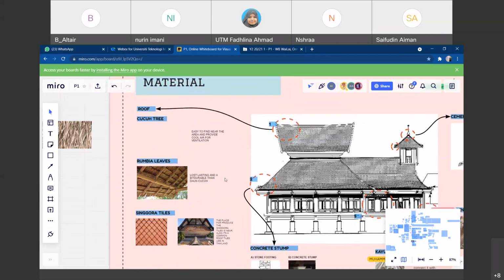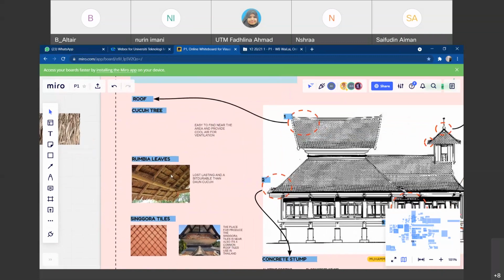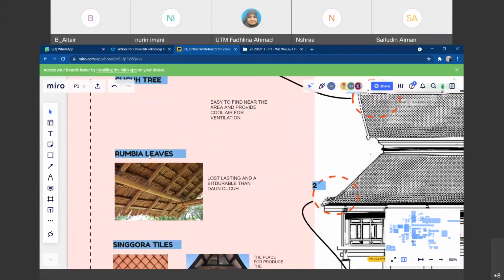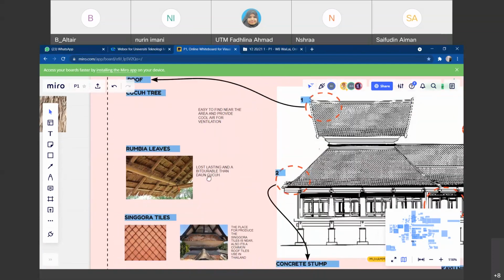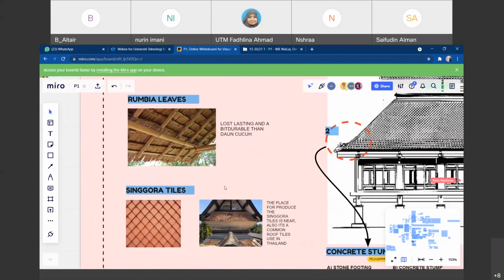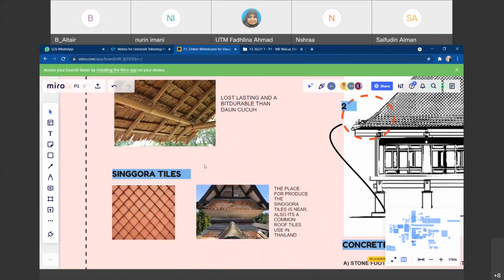They didn't know about other things they could use for the roof, and then after years they discovered the rumbia leaves. Rumbia leaves are longer lasting and more durable than the chucho tree. So if it's raining, the rumbia leaves are better than the chucho tree, so they decided to change. And then after years and years, rumbia was not appropriate for the climate, and then they used the Singora tiles.